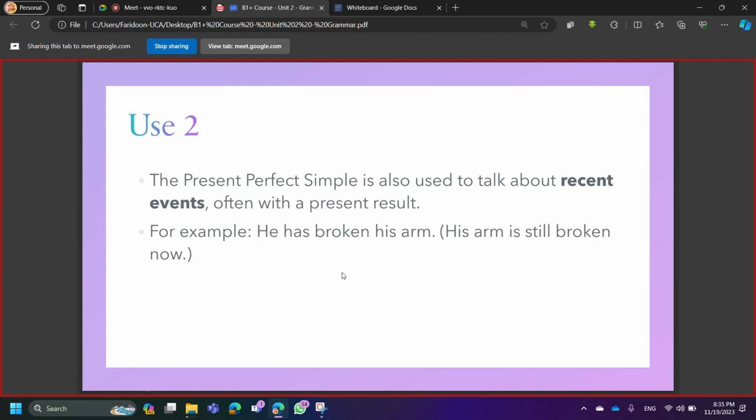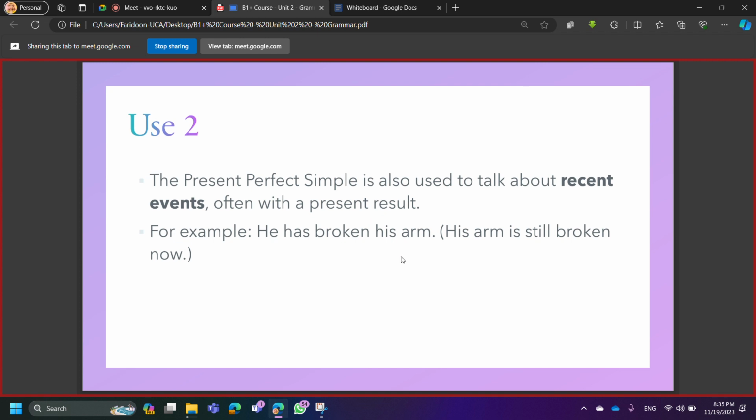So what about use number 2? The present perfect simple, guys, is also used to talk about recent events, often with a present result. For instance, he has broken his arm. What is the present result? The present result is the fact that his arm is still broken. The arm is still broken, so he cannot really use his arm, which of course shows the present result.